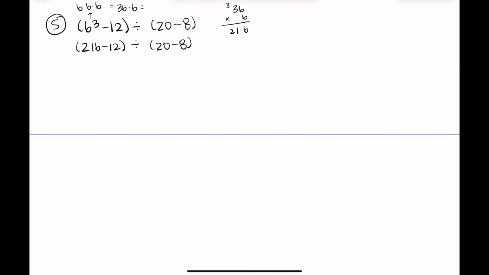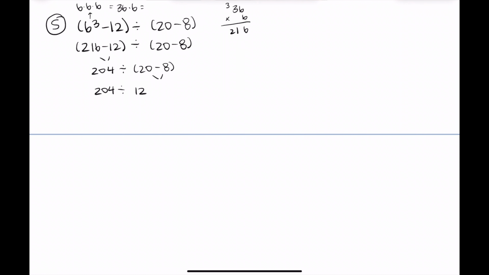We'll move from left to right now. 216 minus 12 will just give us 204, right? So we'll write the 204. We don't need the parentheses anymore. We'll have 204 divided by 20 minus 8. Now we'll go through and we will simplify that right parentheses. 20 minus 8 is just 12. So we will have 204 divided by 12.